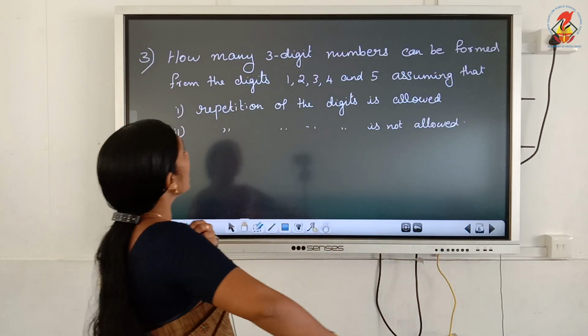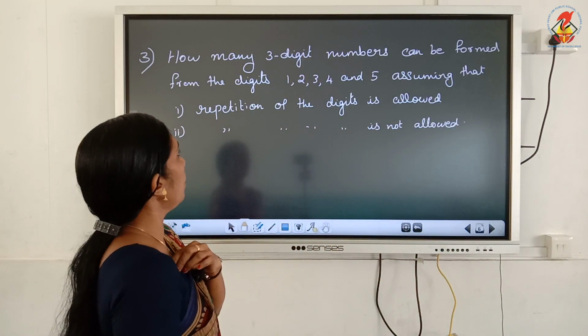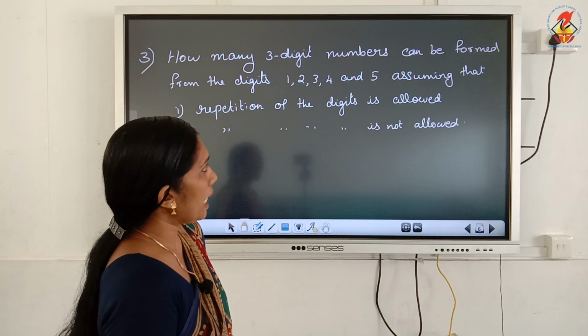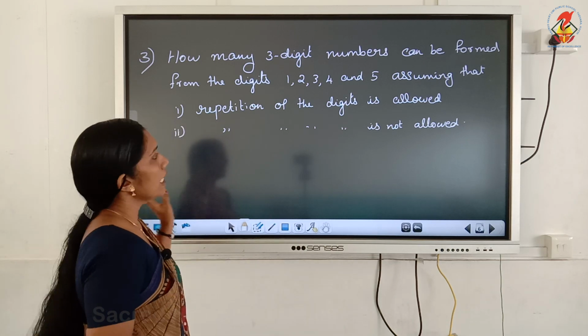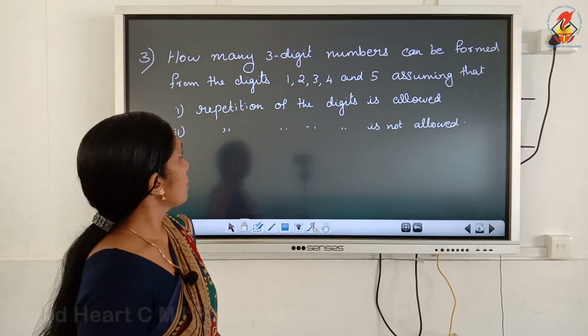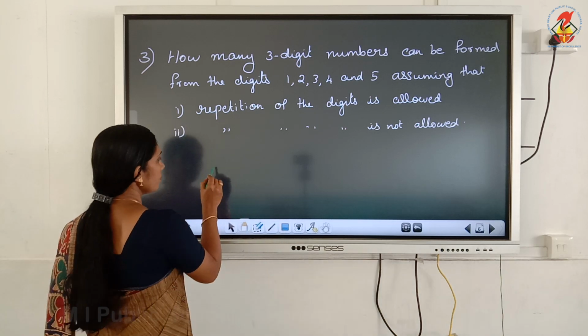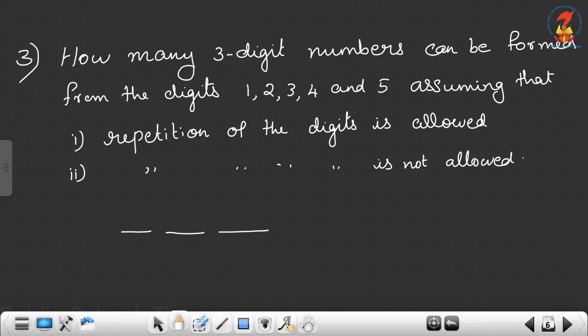The next one: how many 3-digit numbers can be formed from the digits 1, 2, 3, 4 and 5, assuming that repetition of the digits is allowed, and in the second case repetition is not allowed. So, here 3-digit numbers. So, 3 places are there. 3-digit numbers, not even or odd, any 3-digit number. How many digits are there? Total number of digits. 5 digits are given, isn't it? 1, 2, 3, 4, 5.